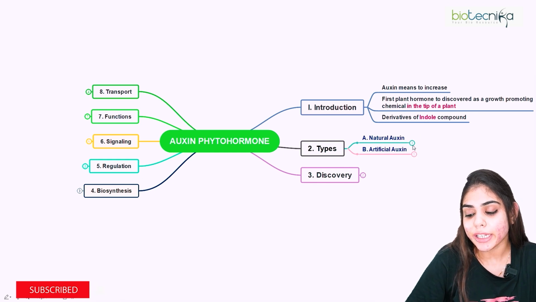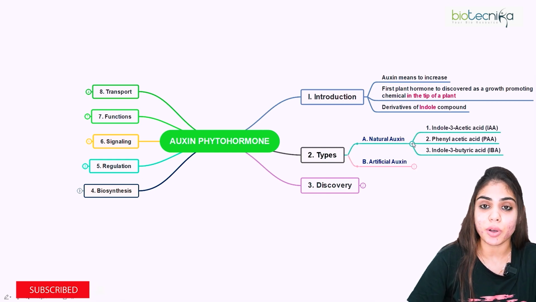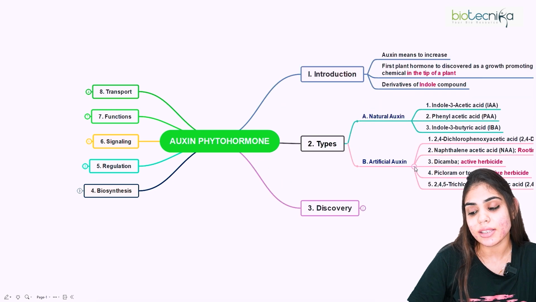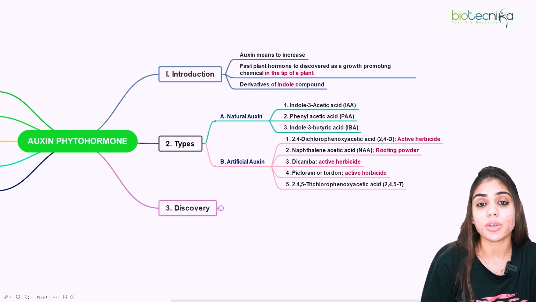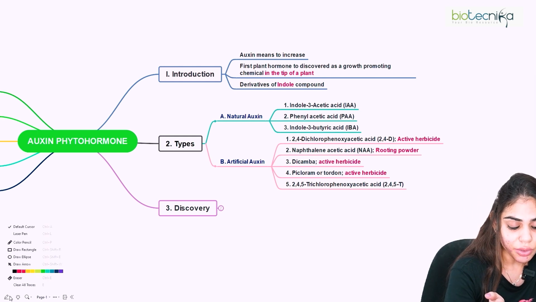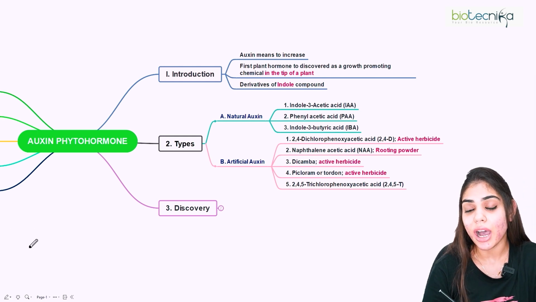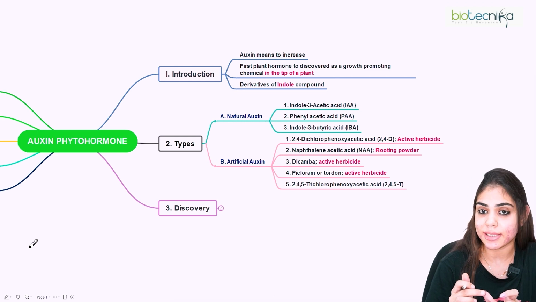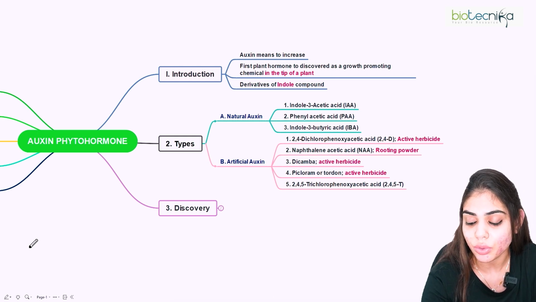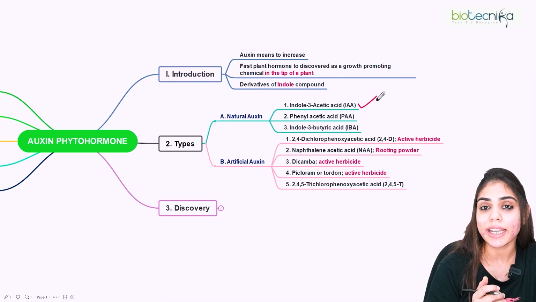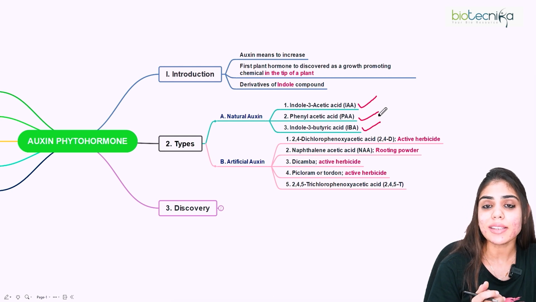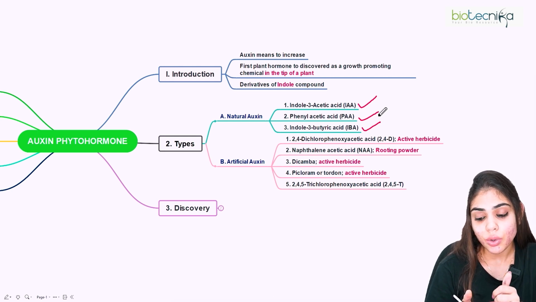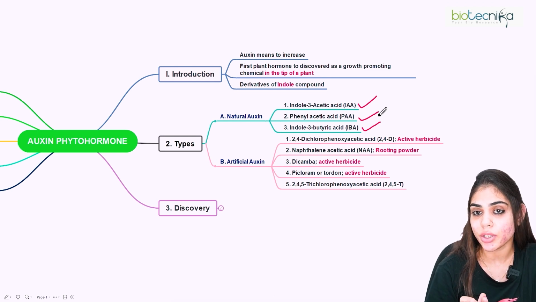Now, it's very important to understand and learn the examples of natural auxin as well as artificial auxin. Under natural auxin, you have to learn three major examples. The first is indole 3 acetic acid, the second is indole 3-butyric acid and the third is phenyl acetic acid. Whereas under artificial auxin, you have to learn five major examples.